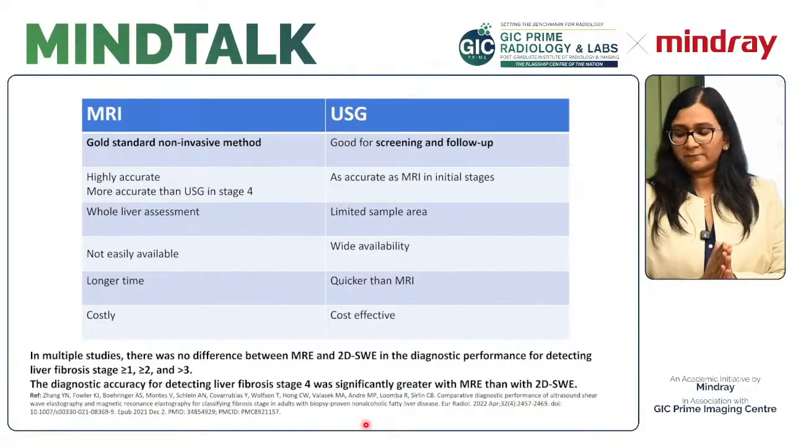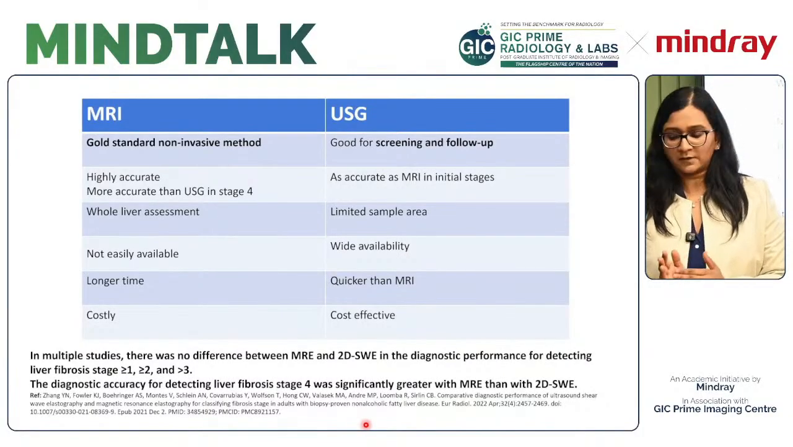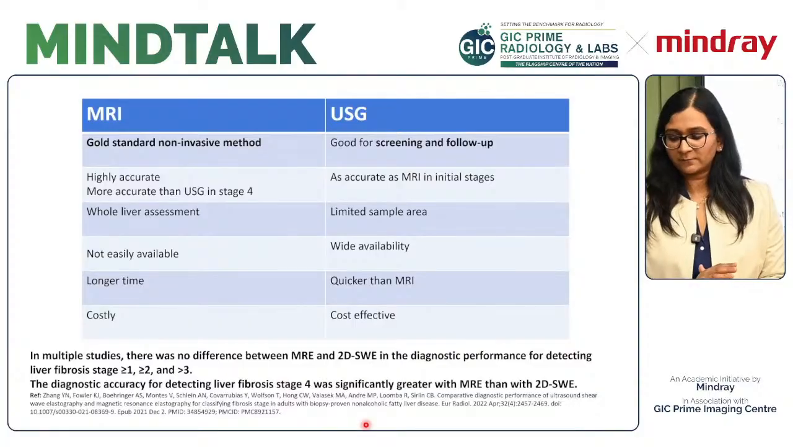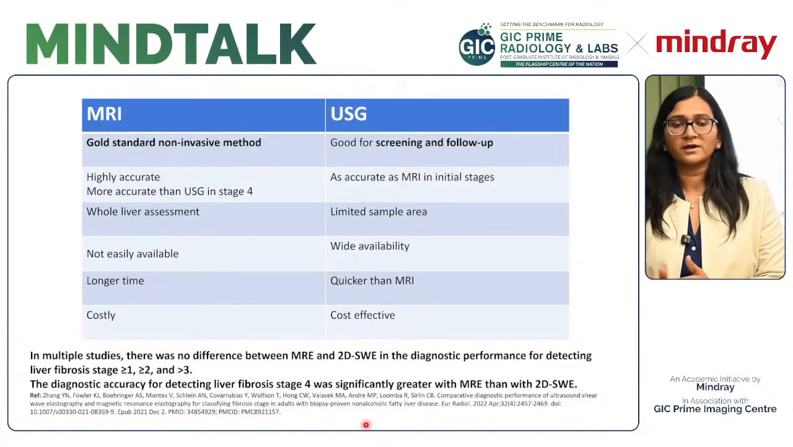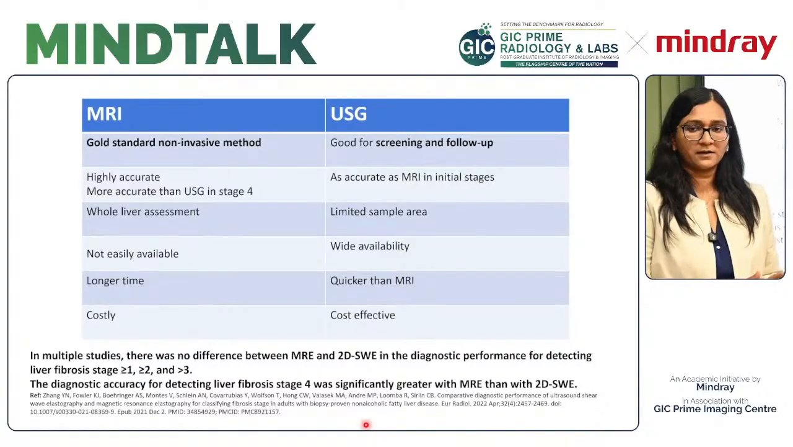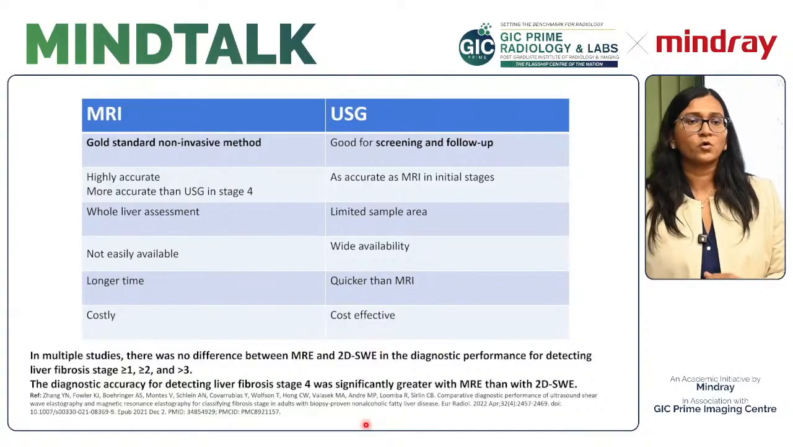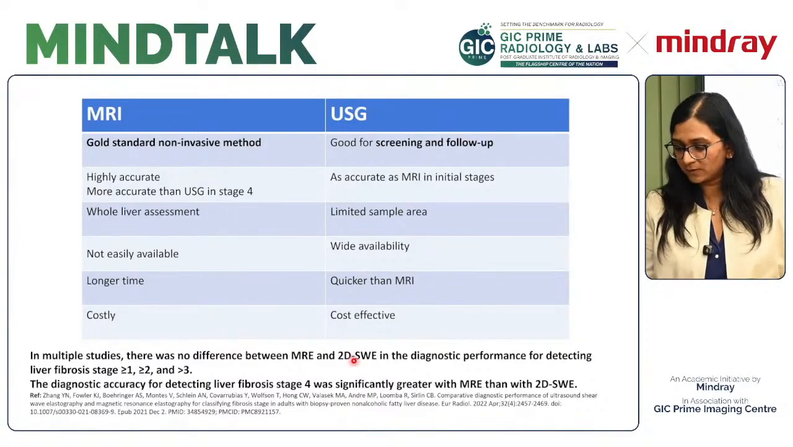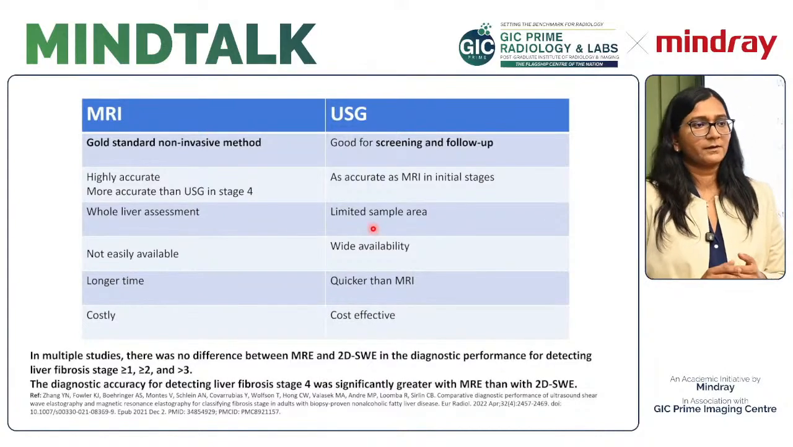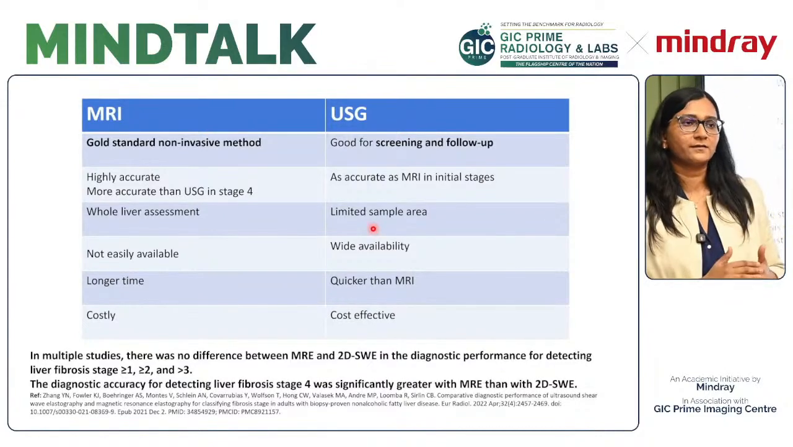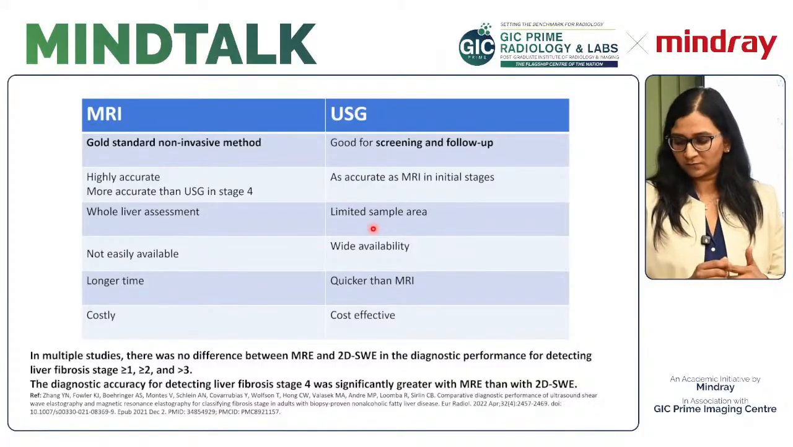Why don't we use MRI for screening? MRI is the gold standard non-invasive, highly accurate method. Even sonography is as accurate as MRI in earlier stages. However, MRI is more accurate in stage 4. MRI does the whole liver assessment, while in sonography there is limited sample area. But the disadvantages of MRI are that it is not as easily available as sonography, it takes longer time and it is costly.